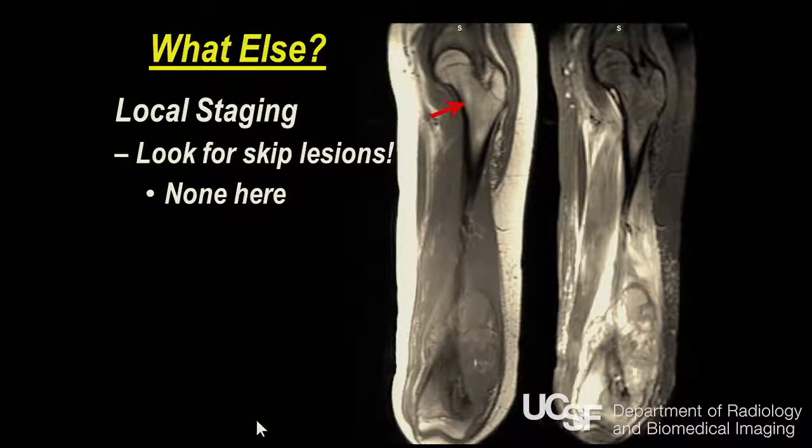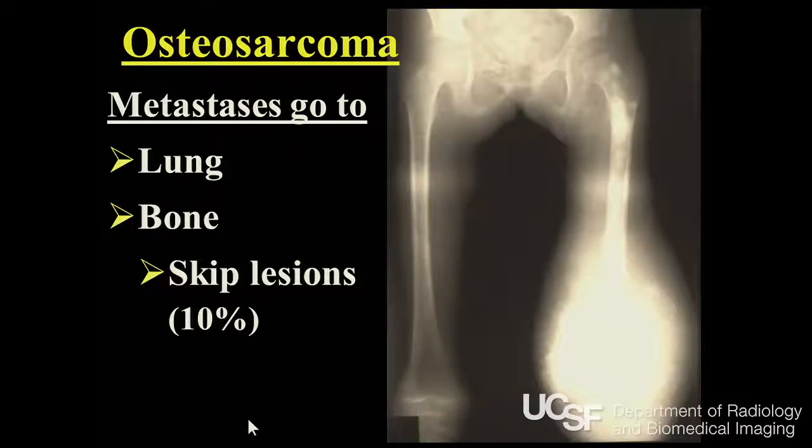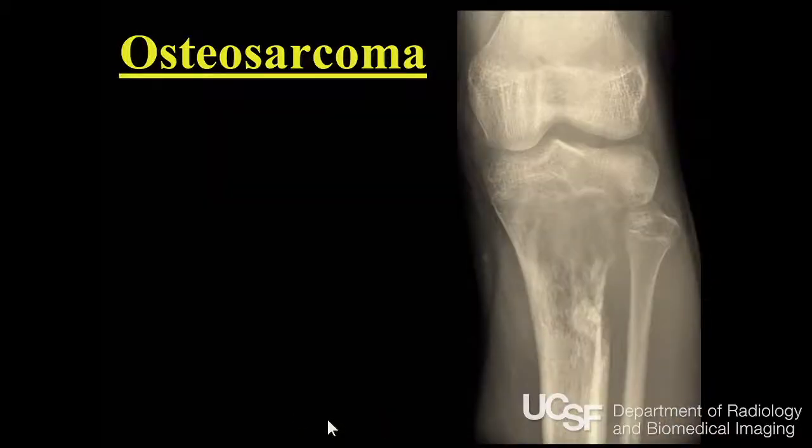There is no encasement. What else are we looking for in terms of local staging? Well, of course, we're looking for skip lesions. None were present in the femur more proximally in this case. But because with osteosarcoma, mets tend to go to either the lung or the bone, skip lesions should be sought very carefully. In this case, you can see what skip lesions look like radiographically.